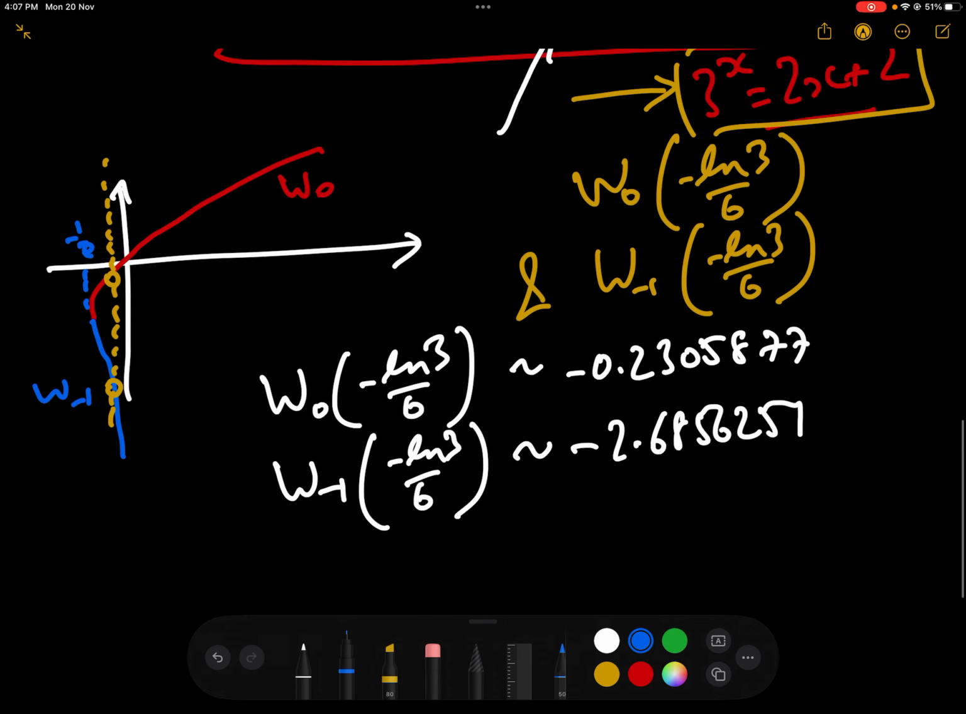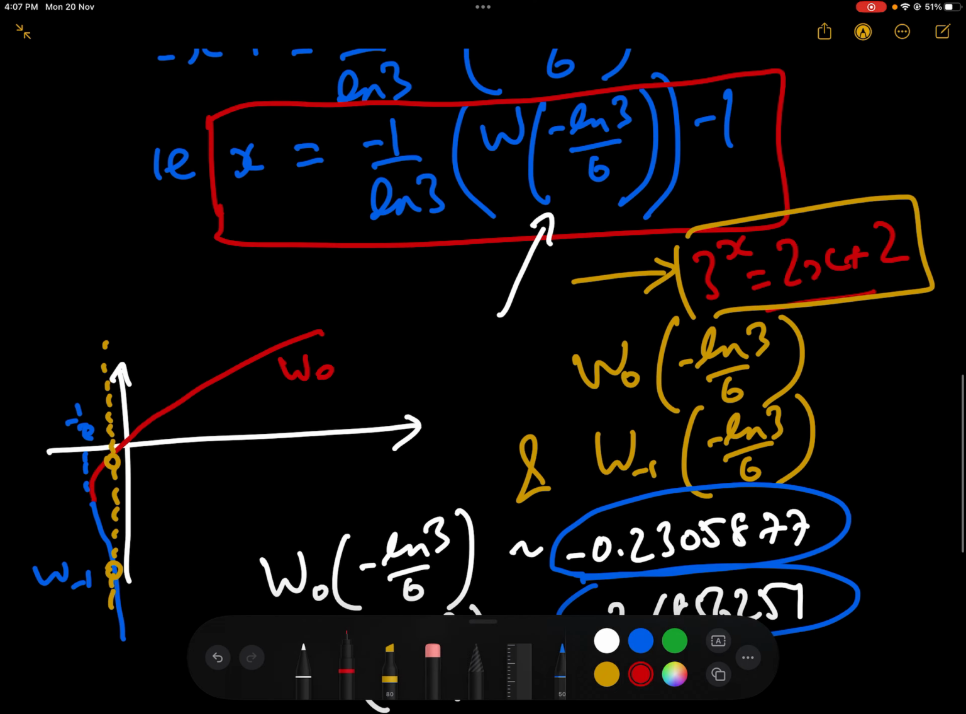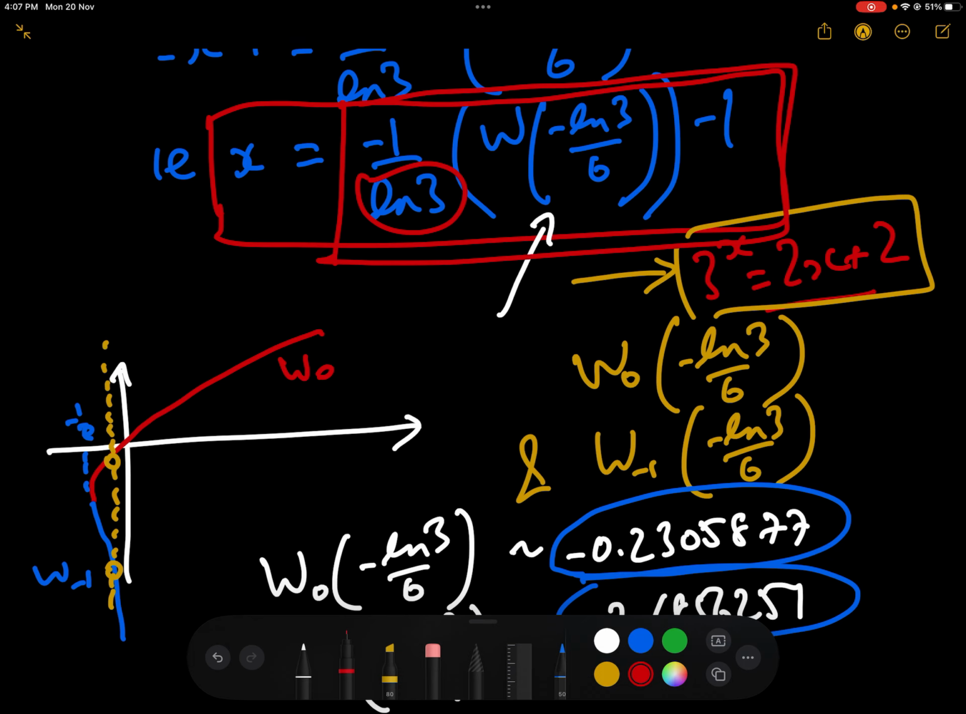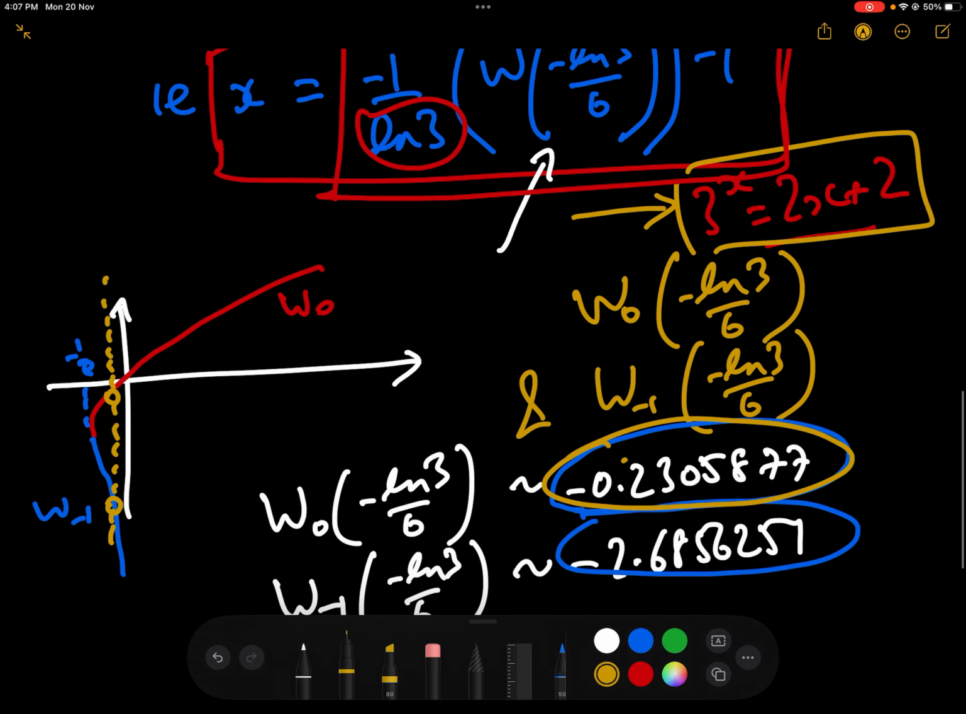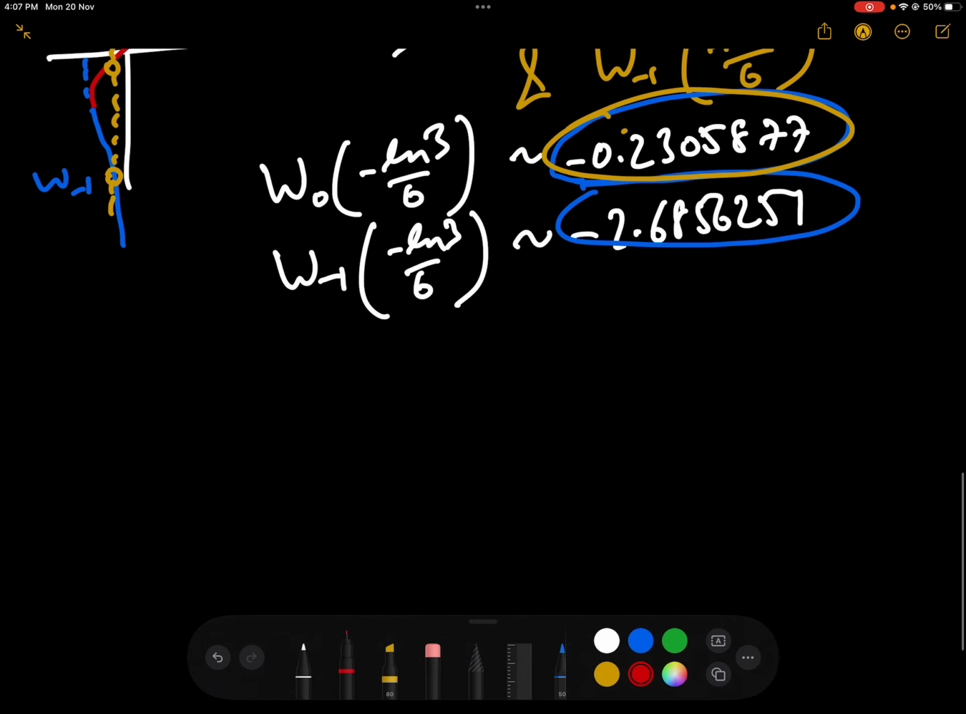Okay, so what we now need to do, again using an online calculator, is plug these two values, minus 0.23058 and minus 2.68, into this equation here, and that will give us the value of x. So x will be minus 1 over log 3, and again, just get that from a calculator, times W of minus log 3 over 6. Well, W0 is this one, minus 0.2305, minus 1. And then you plug the second value in, which is minus 2.68, and that gives you the other value of x.